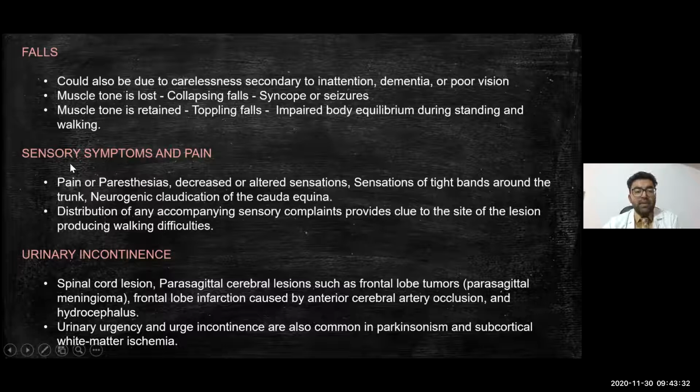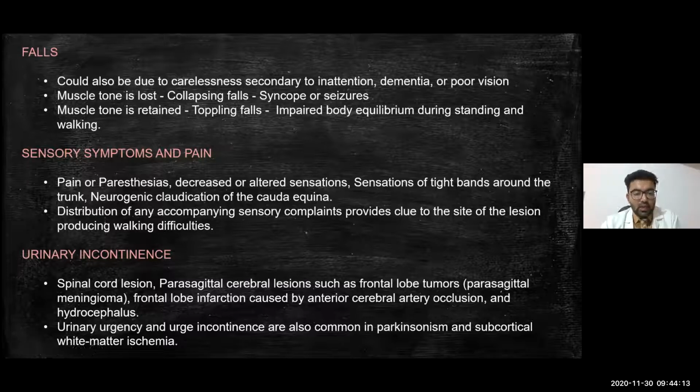Some patients might complain of sensory symptoms and pain. For example, pain, paresthesia, decreased or altered sensations, a sensation of a tight band around the trunk, or neurogenic claudication of the cauda equina. With sensory symptoms, if we find out the distribution of any accompanying sensory complaints, it provides a clue to the site of the lesion producing walking difficulties. So the sensory examination is very important when we encounter this kind of patient, because it will give you the basic idea of what part of the nervous system is involved.